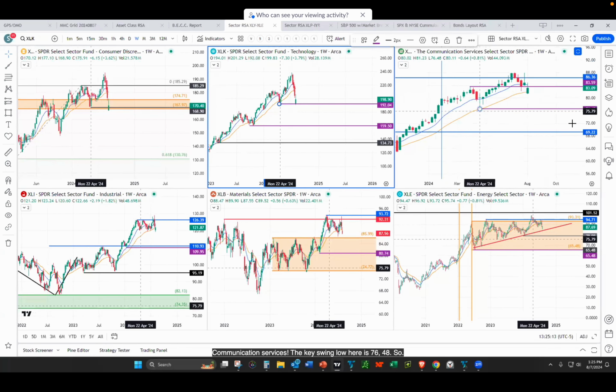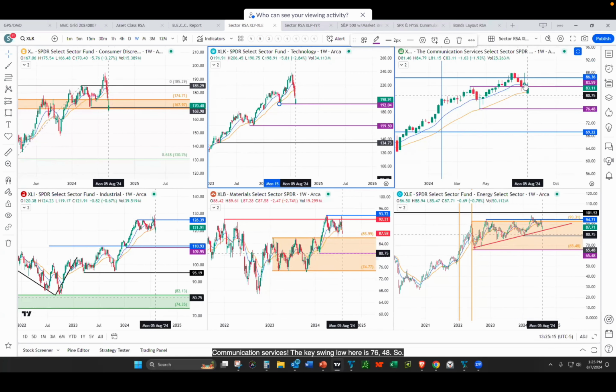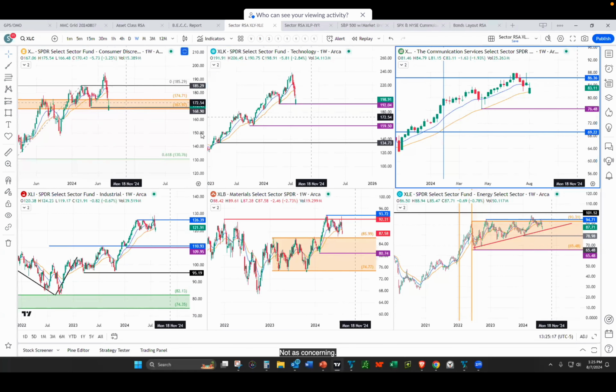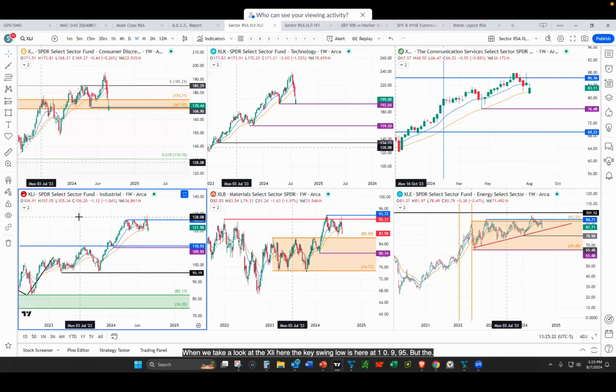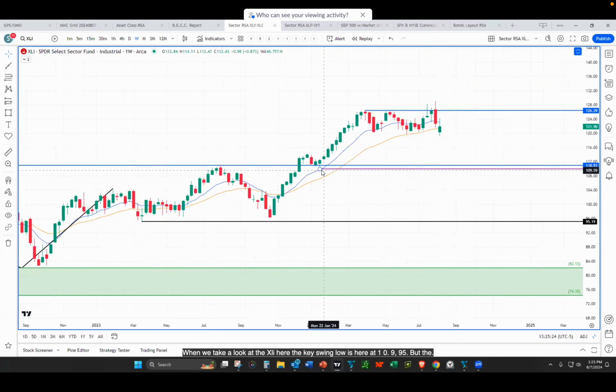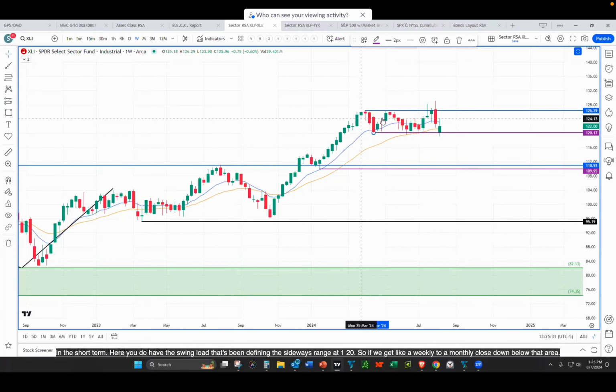Communication services, the key swing low here is at 76.48, so not as concerning as the first two sectors. When we take a look at the XLI here, the key swing low is here at 109.95, but in the short term here, you do have the swing low that's been defining the sideways range at 120.17.